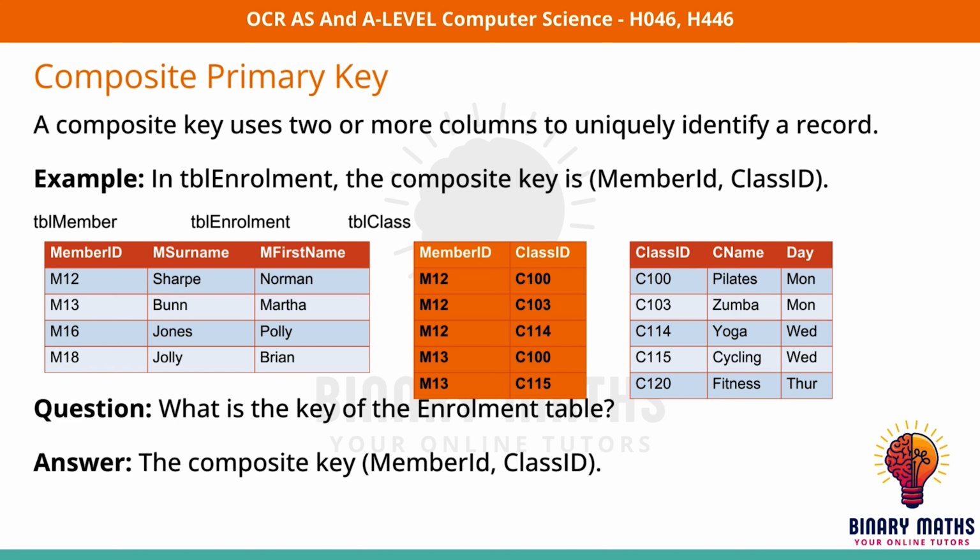In the table enrollment table, the primary key is a composite key made up of both member ID and class ID. This ensures that each record in the table is unique. For example, the same member can't be enrolled in the same class twice. This is a key concept in database design, especially when dealing with many-to-many relationships.